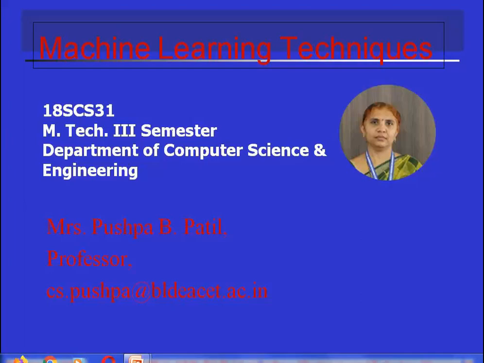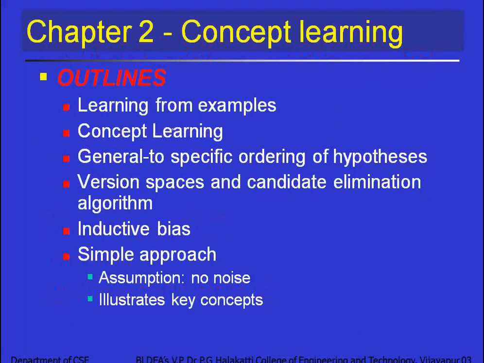Hello everybody. So we are going to learn concept learning, which is chapter 2 in module 1. The outline of this chapter is learning from example, concept learning, general to specific ordering of hypothesis, version space, candidate elimination algorithm and inductive bias, some simple approaches which assume no noise in the data and illustrate with key concepts.